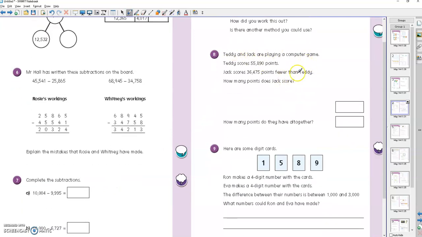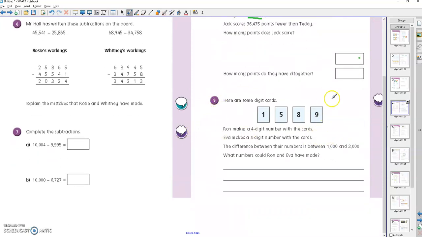Then you've got this question. Teddy and Jack are playing a computer game. Teddy scores 55,890 points, and Jack scores 36,475 points fewer than Teddy. So how many points does Jack score? So again, just take that one away from that one. It gets what Jack scores. And then you've got to add that, what you had here, with Teddy's score to get how many points they scored altogether.